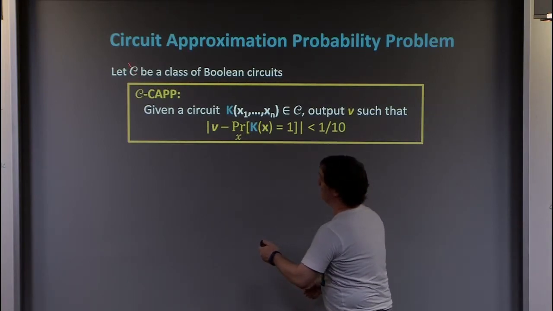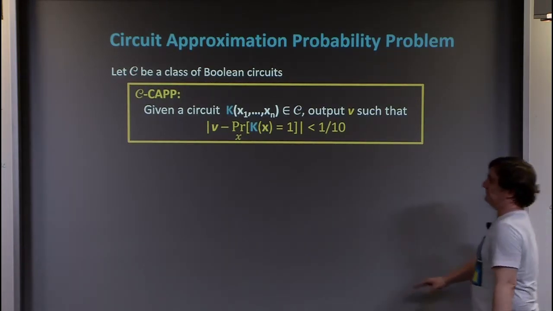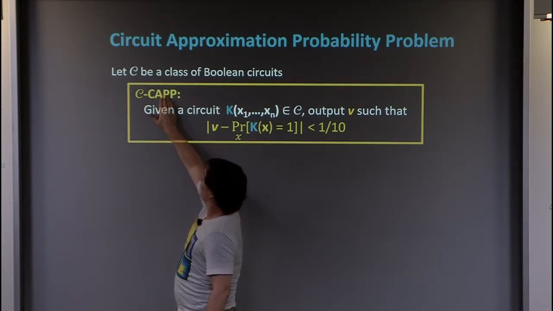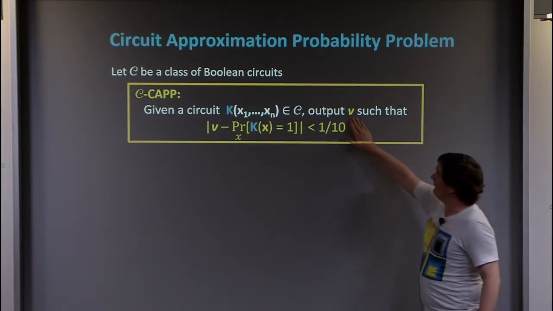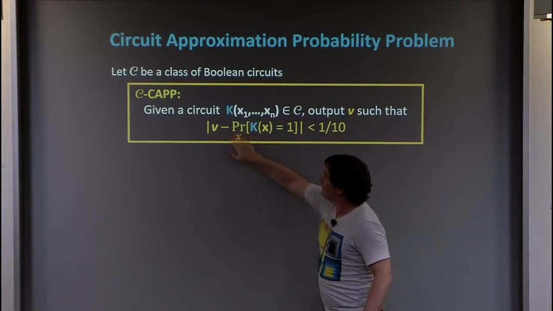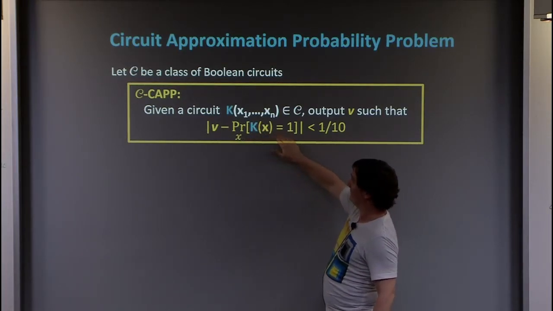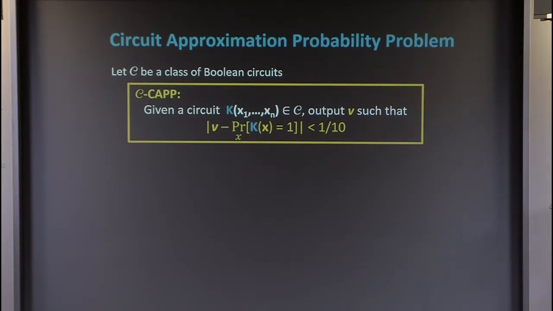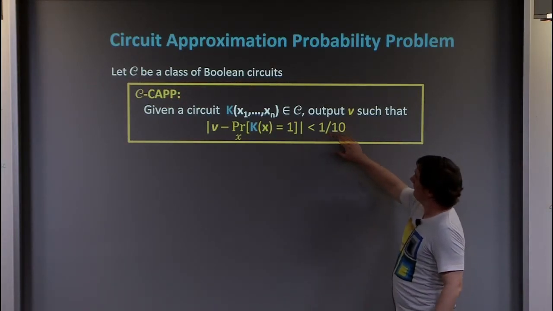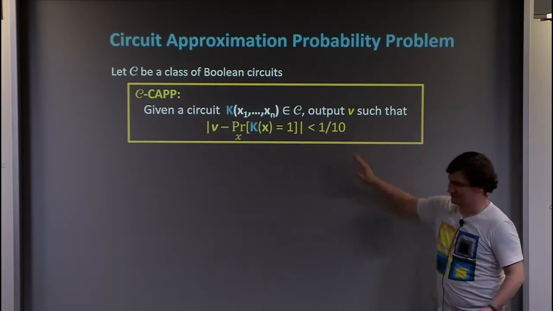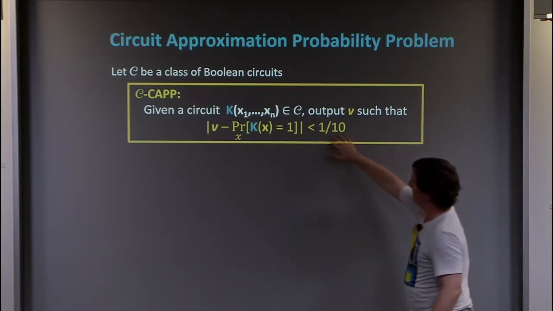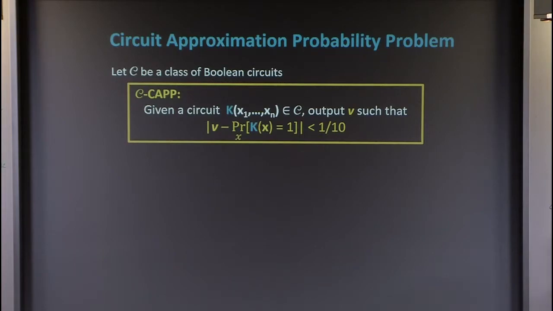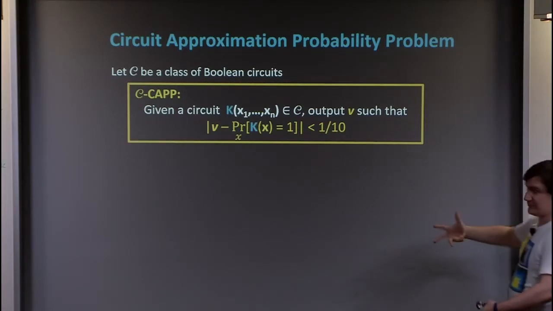So if you let fancy C be some class of Boolean circuits, define some circuit approximation probability problem for it, which is, given a circuit K, we want to output a value V so that it closely approximates the probability that on a random assignment the circuit accepts. We're just approximating the probability the circuit accepts. And this 1 over 10 is just some arbitrary thing. As usual in these randomized settings, you can modify this constant. So we want to solve this problem deterministically.